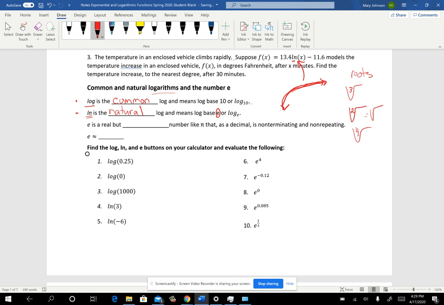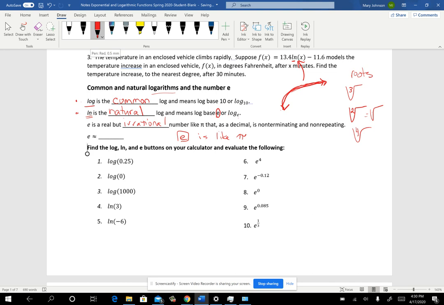And e is kind of like pi. Both of them are irrational numbers. That's what goes here: irrational. They have decimal forms that go on forever. So instead of doing an approximation, they've just named them so that that's the exact answer. But it's a decimal that doesn't stop and doesn't repeat.